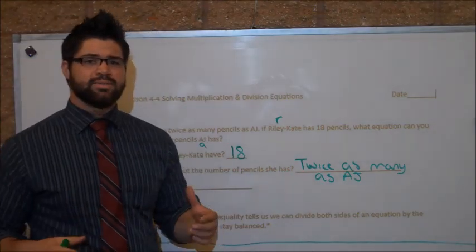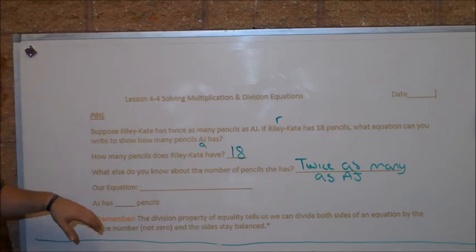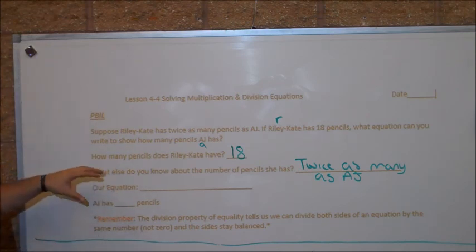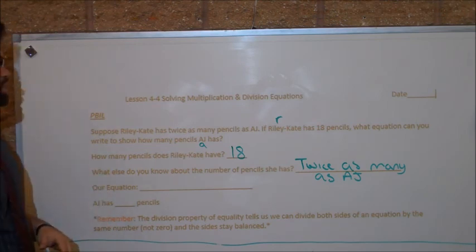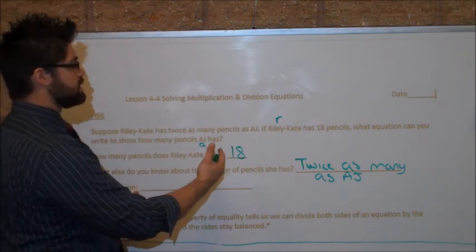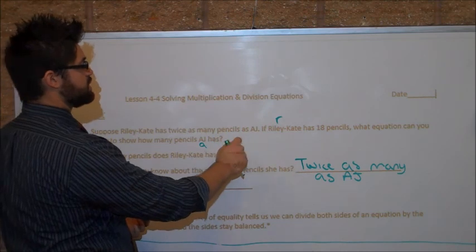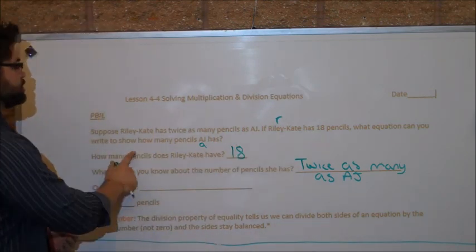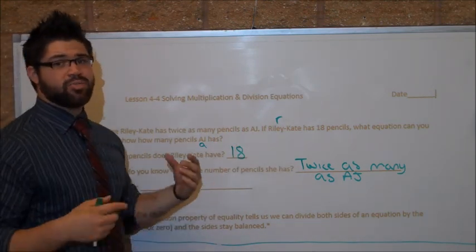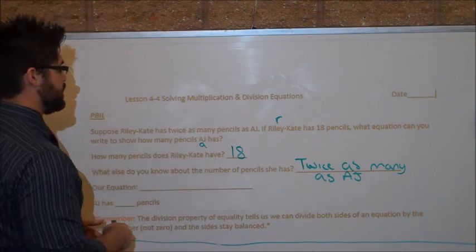So now it's time to come up with our equation. With our equation, we need to figure out, overall, we need to answer how many pencils AJ has. Because that's what the question asks us. Ultimately it gives us some information, but then it says, what equation can you write to show how many pencils AJ has? So that's our main goal, is to figure out how many pencils AJ has.